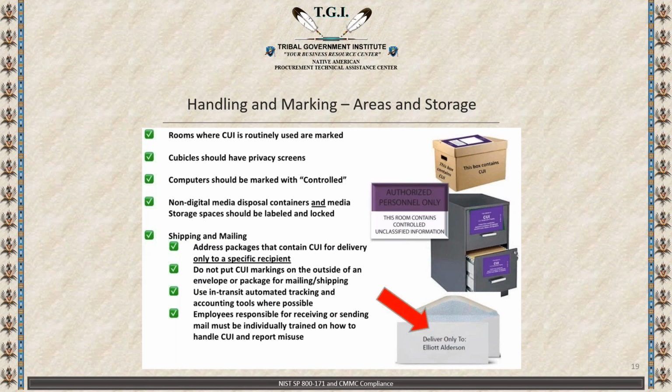Computers that are used to process, store, or create CUI should be marked with controlled. Non-digital media that contains CUI has to be labeled and locked. There are special handling requirements for shipping and mailing, such as you must address packages that contain CUI for delivery to a recipient that has been trained on how to properly handle CUI. There are other shipping and mailing requirements that we'll get into in the next webinar when we discuss how to properly handle CUI.